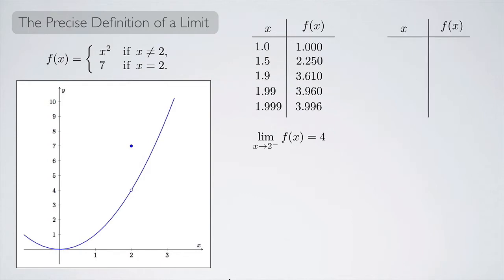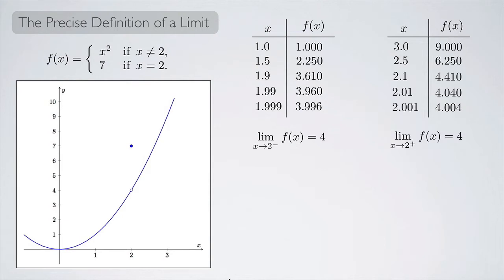And we can do a similar thing from the right. We can look at 3. 3 squared is 9. And 2.5 squared is 6.25. And if we keep going, we get closer and closer to 2 from the right. And again, we see that it approaches 4. So we would say that the limit as x approaches 2 from the right of f of x is 4.